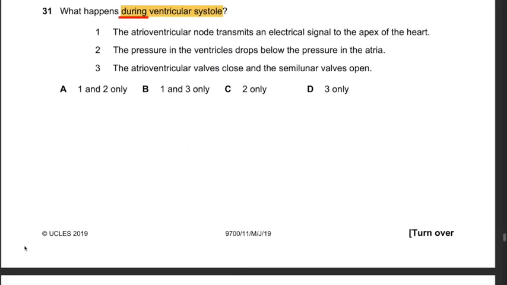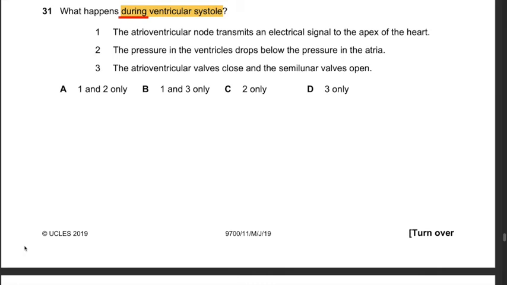Question 31. What happens during ventricular systole? Now I have underlined over here the key part of this question. Remember, they are talking about what happens during, not what leads to ventricular systole. If we go to statements 1, 2 and 3, statement 1, the atrioventricular node transmits an electrical signal to the apex of the heart. That statement leads to ventricular systole and doesn't occur during ventricular systole. Therefore, the answers with statement 1 is incorrect, leaving us with the answer being C or D.